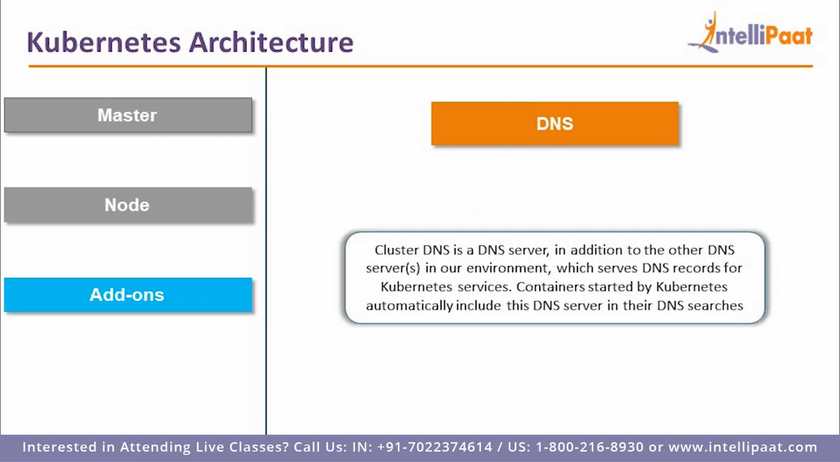So starting off with the DNS. Cluster DNS is a DNS server in addition to other DNS servers in your environment, which serves DNS records for Kubernetes services. Containers started by Kubernetes automatically include this DNS server in their DNS searches. So I was telling you, this is a mandatory add-on. You need to have this if you want to work with Kubernetes. It's already present, predefined in it already.